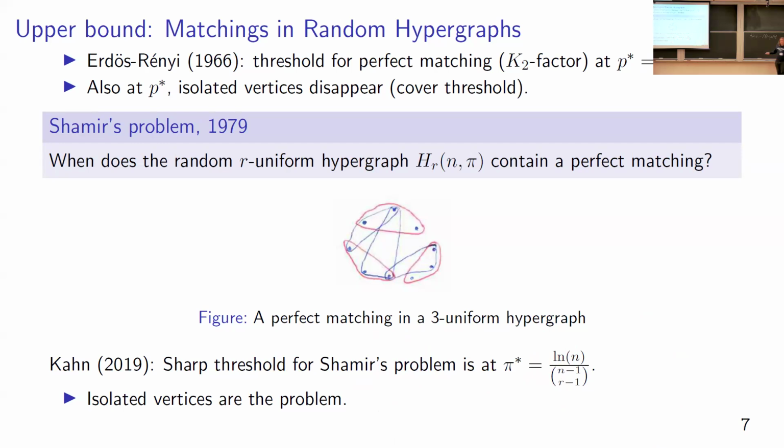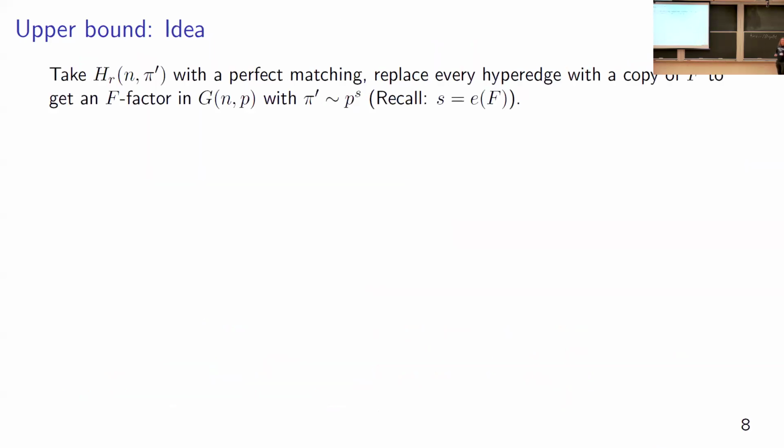Okay, now how does this help us? We're interested in F factors in graphs, not matchings in hypergraphs. So here's the vague idea, and a false idea, for the upper bound. We take our random hypergraph with pi prime large enough to ensure that we have a perfect matching. And now we are just going to replace every hyperedge with a copy of F on the same vertex set. And then we say that this would give us certainly a graph where we have an F factor, right?